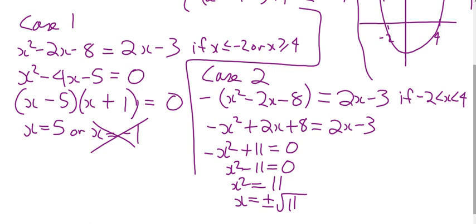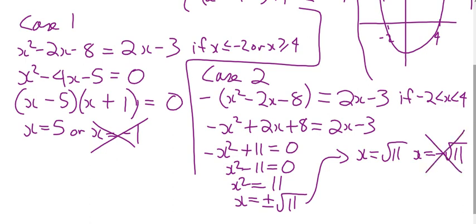Okay, what's root 11? It's between 3 and 4, right? Root 9 is 3, root 16 is 4, root 11 is between 3 and 4. So is positive root 11 between 3 and 4 in here? Yeah. Is negative between 3 and 4 in here? No. So the negative root 11 is somewhere out over here. The positive root 11 is in here. So let's write them both out separately, and then let's cross out the one that's no good.